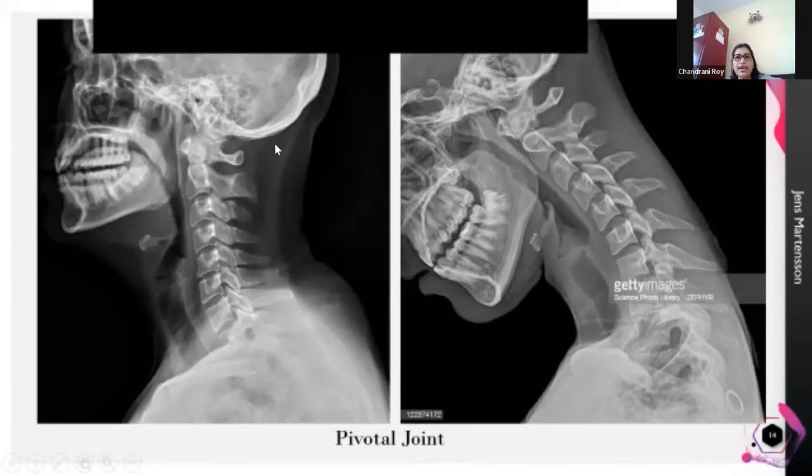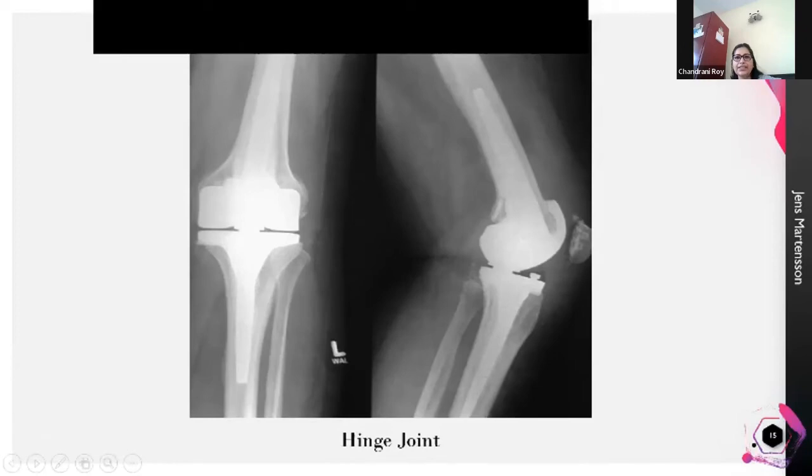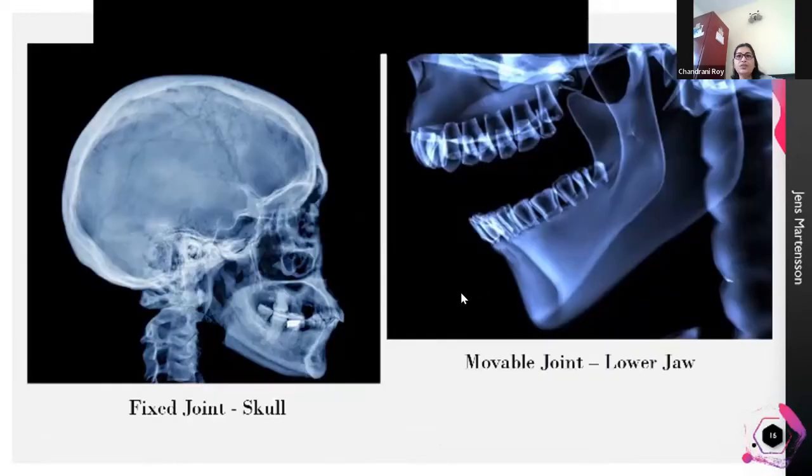These two are the pivot joints of the neck, where one shows the neck straightened. And here, because of the pivot joint, we are allowed to move our neck back and forth and also turn it to a certain extent. So this is the pivot joint. And here we have the hinge joint. This is of the knee. And then the movable joint, the skull. And here is the lower jaw.